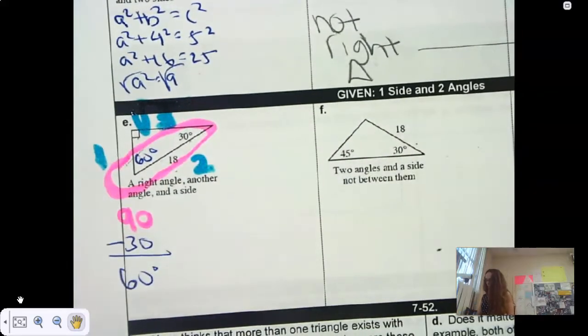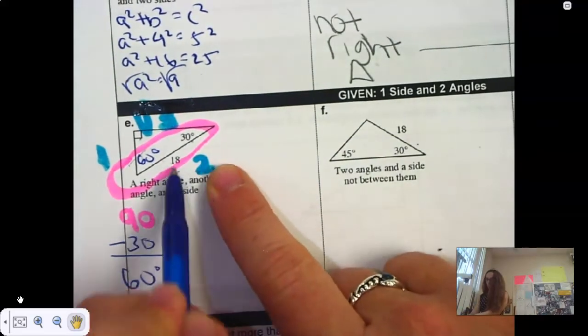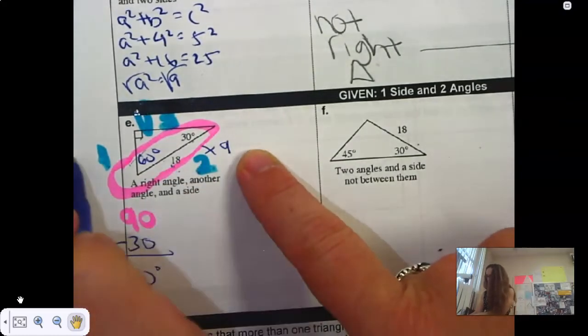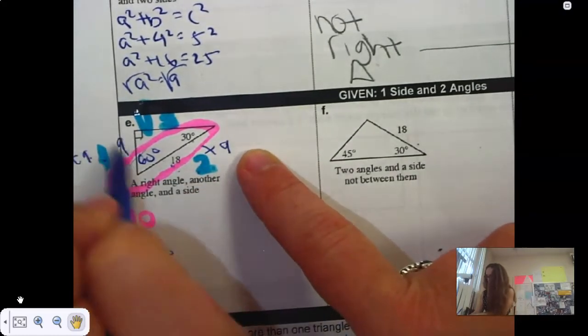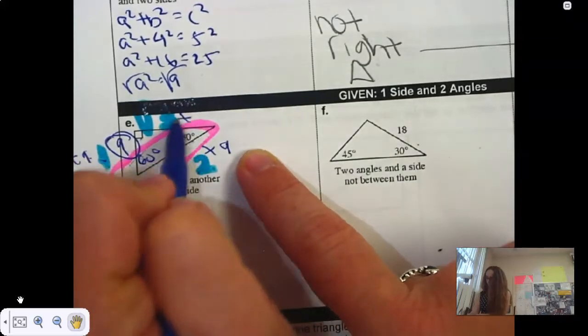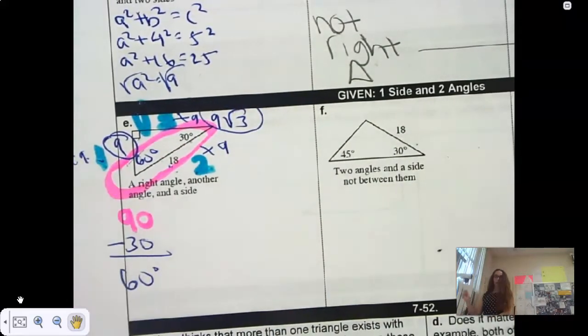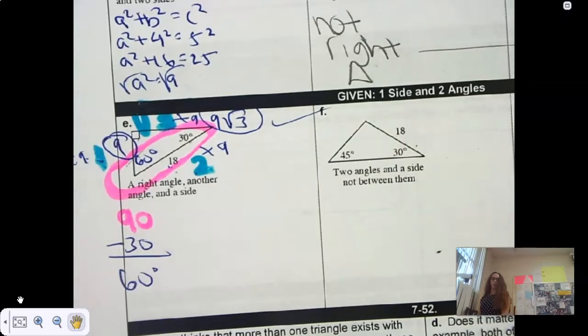So now I go, if this is 2 and this is 18, I can multiply by 9. So that's 18. That means I multiply this by 9. 1 times 9 is 9. Multiply this by 9. 9 times rad 3 is 9 rad 3. So yeah, I can find all the sides and I can find all the angles.